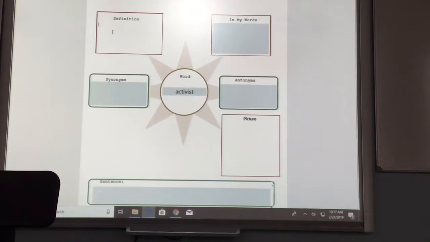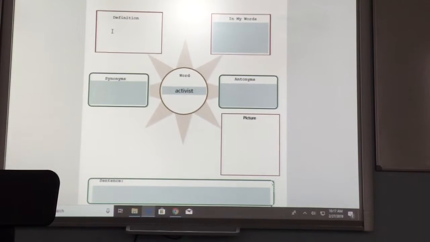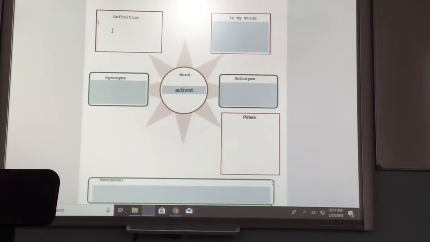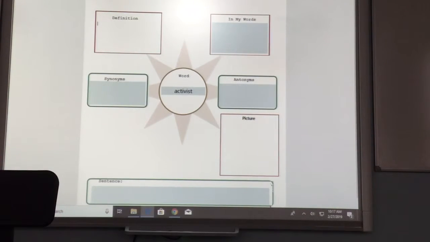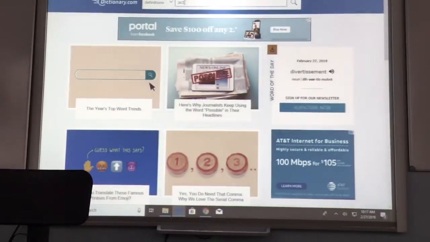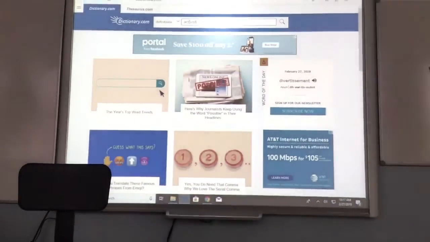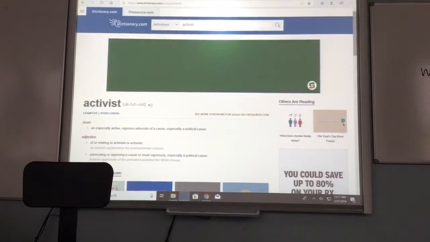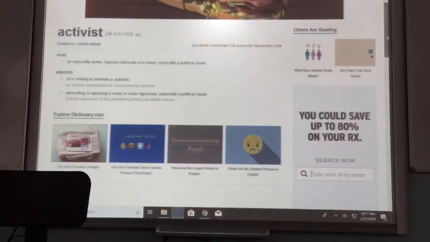And then I'm going to go to the definition. Now, I can try to define it myself, but why would I do that when I have a dictionary? So there are several ways that I can do this. I can either look it up on my phone, I can walk over to the bookcase and get a dictionary, or I can use the computer that I'm sitting at and go to dictionary.com and type in activist and come up with a definition. Okay? We're going to use definition.